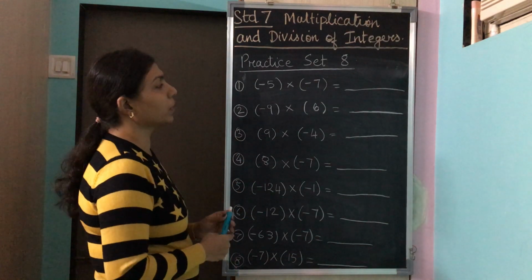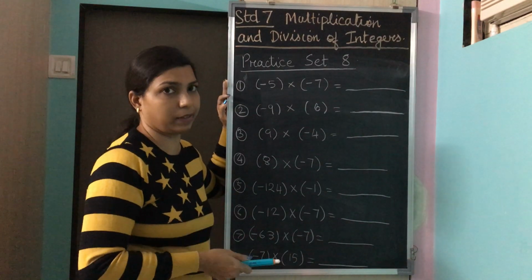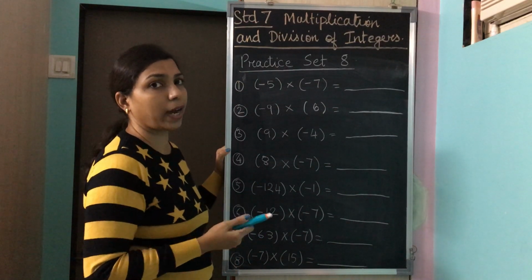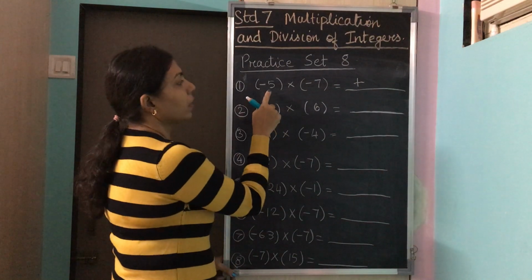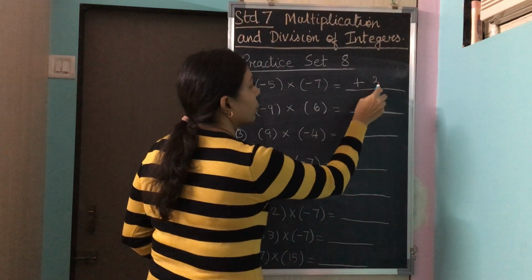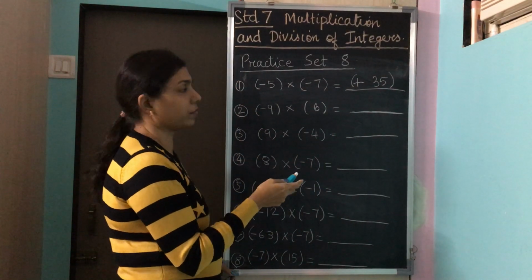Okay. So the first one, minus 5 multiplied by minus 7. Minus minus. We are multiplying minus minus. So your answer has to be positive, a plus. And then 5 multiplied by 7 gives us 35. So your answer is plus 35.